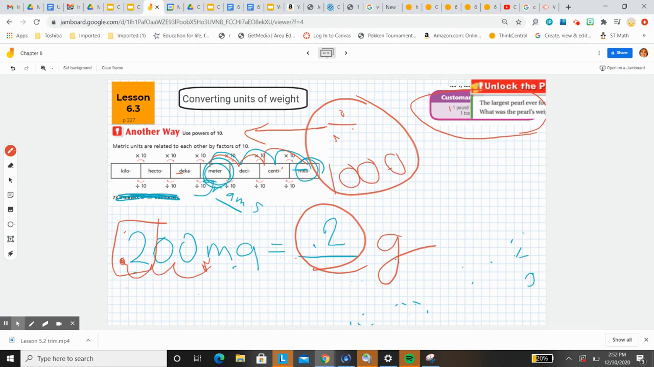So boys and girls, you're literally moving the decimal one direction or the other. You're not changing the order of the numbers. You're literally just changing the decimal when you're working with the metric system. That's what makes it so easy.